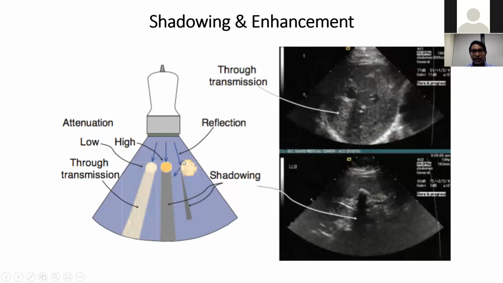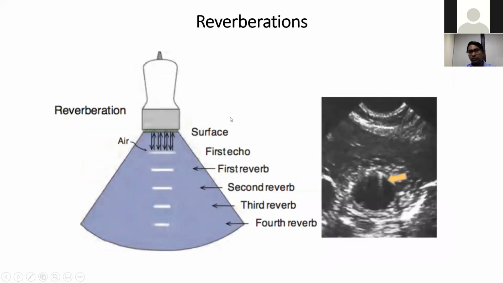Sometimes what happens is that close to an organ, there is a reflection from the organ, which creates shadowing. And here is an example of the shadowing. So this is being created by reflection from this surface, and this is creating that shadowing. So these are some of the artifacts that are associated with ultrasound images.